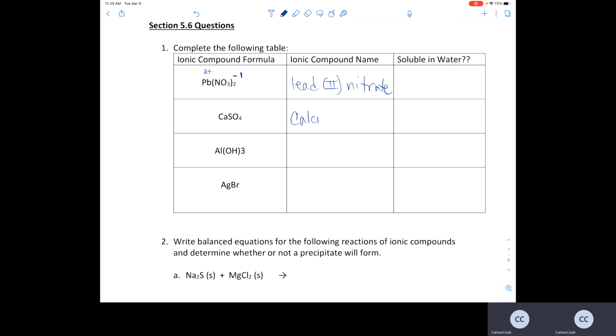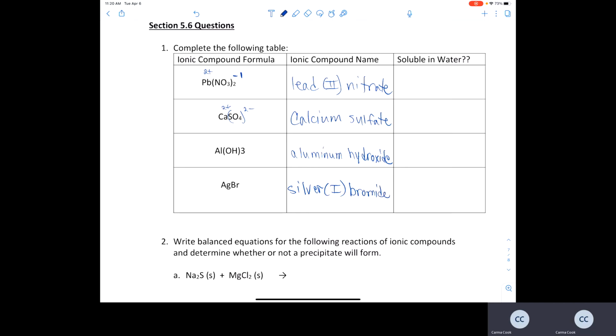The next one is calcium sulfate. Calcium is not a transition metal, nor does it have more than one type of charge as a cation, so no Roman numeral is necessary. Aluminum is also not a transition metal. It's a group 3A metal. So this is aluminum hydroxide. OH is the hydroxide polyatomic ion. And then we have the transition metal silver. So that's silver(I) bromide.